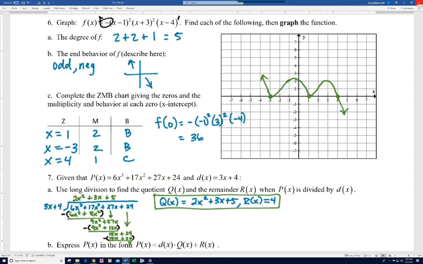Now notice in part B it says to express the polynomial as p of x equals d of x times q of x plus r of x. Basically, p of x is equal to your divisor, which was 3x plus 4, times your quotient, 2x squared plus 3x plus 5, plus your remainder. All right, let's move on to the next slide.